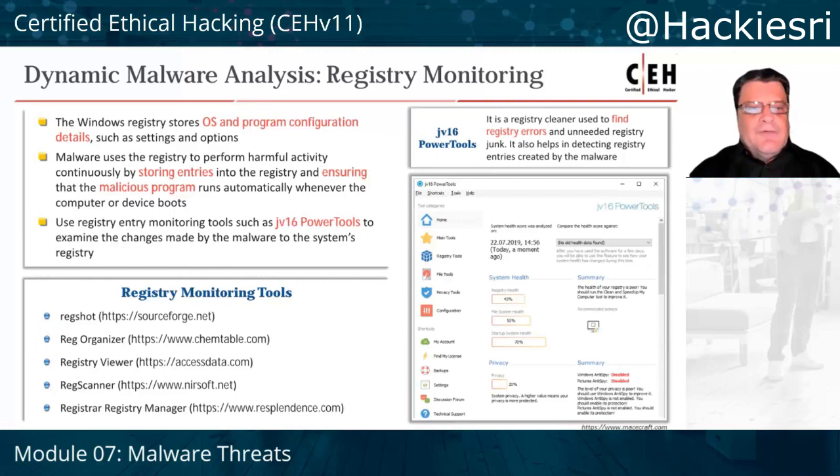Use registry entry monitoring tools such as Jv16 PowerTools to examine changes made by the malware to the system's registry. Registry monitoring tools include RegShot, RegistryOrganizer, Registry Viewer, RegScanner, and Registrar Registry Manager. Turning now to the PowerTools, this is a registry cleaner used to find registry errors and unneeded registry junk. It also helps with detecting registry entries created by the malware.